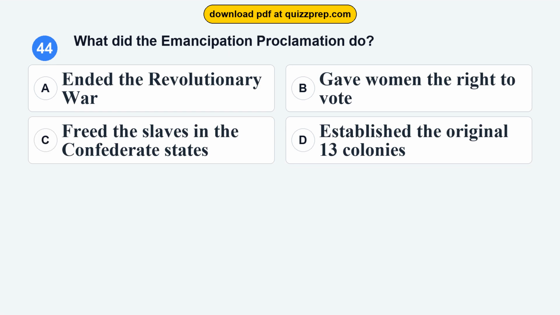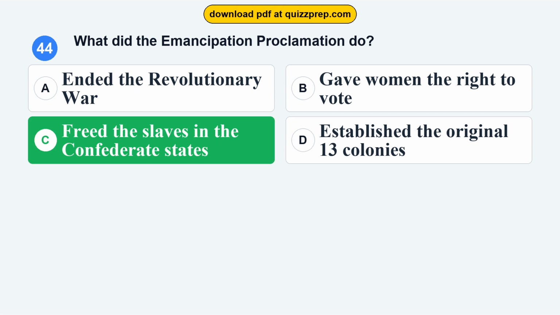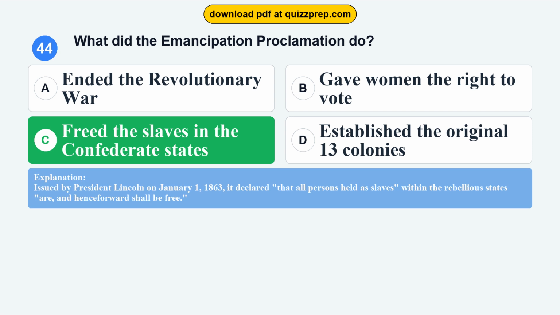Question 44. What did the Emancipation Proclamation do? Option A, ended the Revolutionary War. Option B, gave women the right to vote. Option C, freed the slaves in the Confederate States. Option D, established the original 13 colonies. The correct answer is option C, freed the slaves in the Confederate States. Issued by President Lincoln on January 1, 1863, it declared that all persons held as slaves within the rebellious states are, and henceforward shall be free.